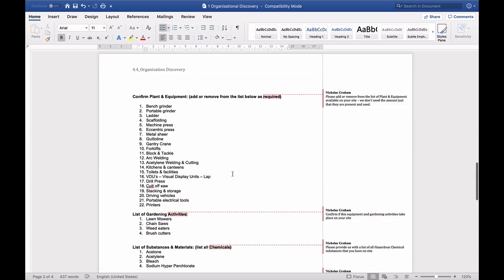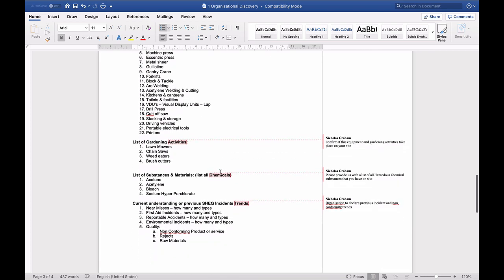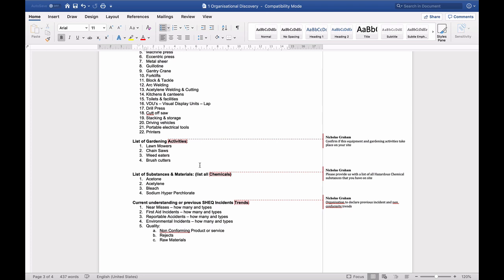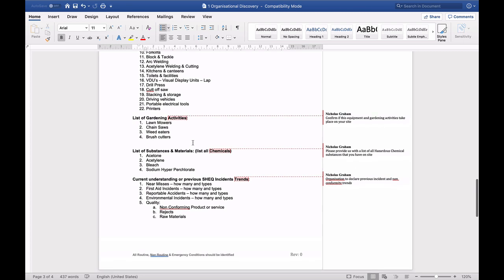We then ask the client to provide us either with an asset register. We can then, in conjunction with the client, determine all the various different pieces of plant and equipment that they have, from bench grinders to lifting equipment and shears, etc. Obviously, all of this is essential to the risk assessment and then the development of the system as well. We ask the client to define some of their gardening activities. This regularly falls off the risk assessment, where you've got high-risk activities, lawnmower, chainsaws, weed eaters, brush cutters, which all could cause significant injury, which often don't appear on the risk assessment.